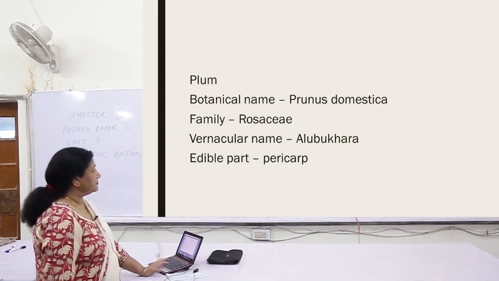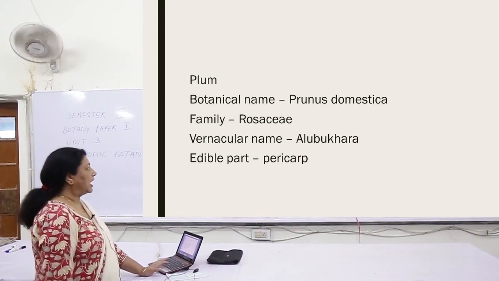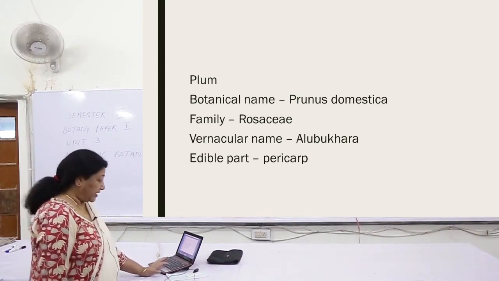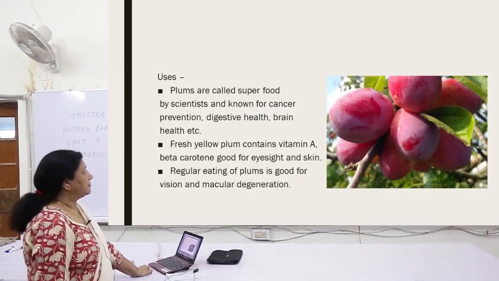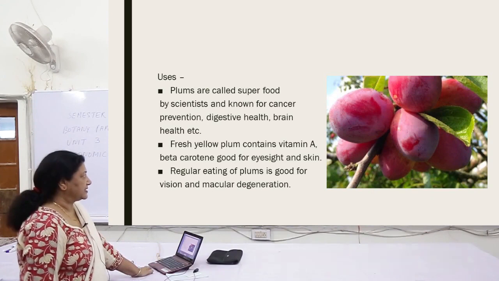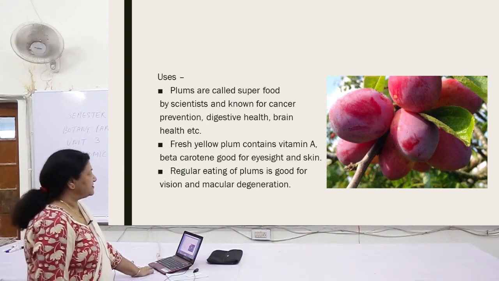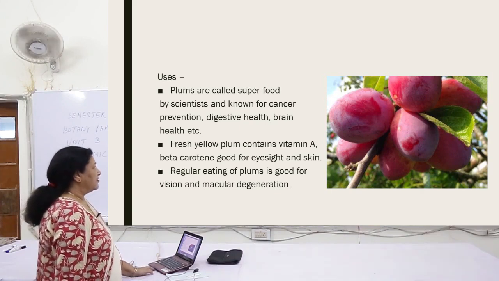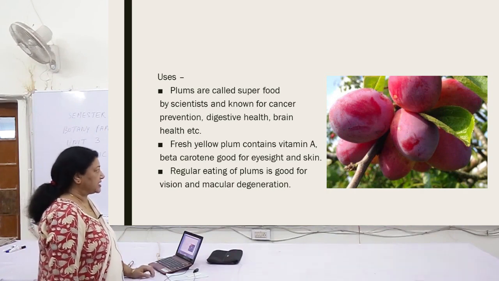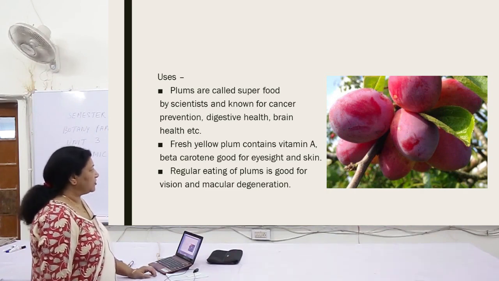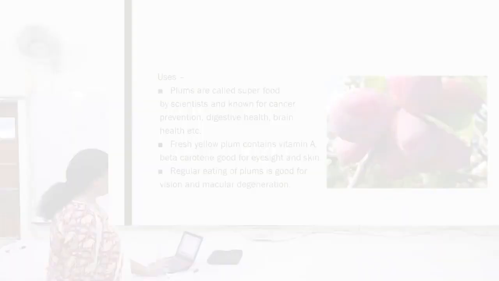Next is the plum, botanical name Prunus domestica, family Rosaceae, vernacular name Aloo Bukhara. Edible part over here again is the pericarp. Now what are the uses of plums? Plums are called a superfood by scientists and known for cancer prevention, digestive health and brain health. Fresh yellow plum contains vitamin A, beta carotene, good for eyesight and skin. Regular eating of plums is good for vision and macular degeneration.